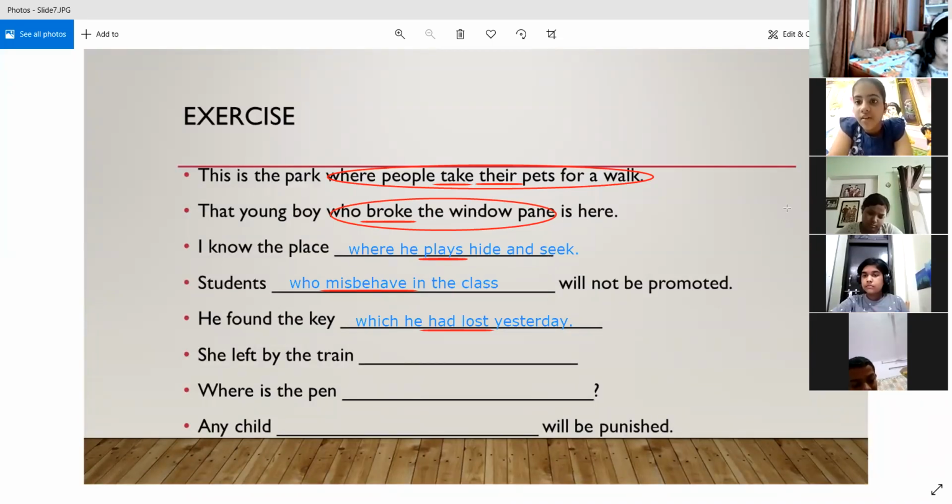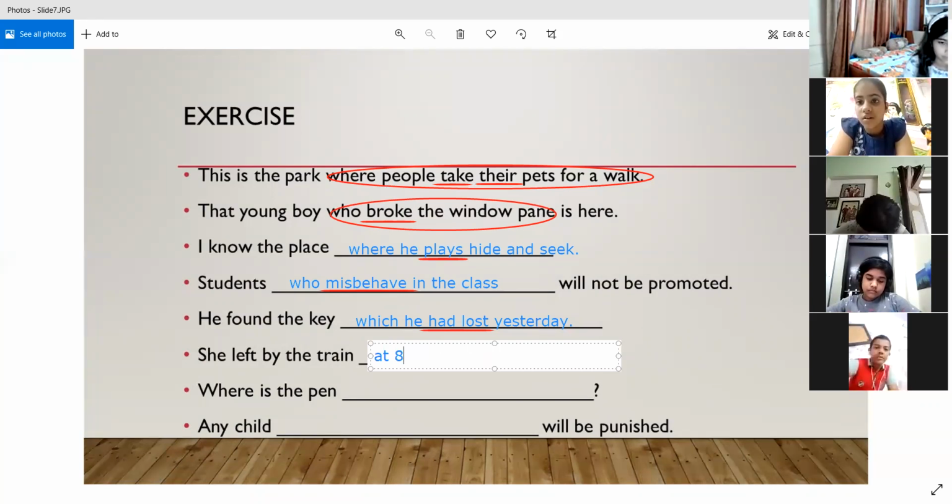She left by the train at 8 o'clock before we arrived. See, it won't describe the train, Shubhanjali. Let me write it so that I can make others also understand. You said she left by the train at 8 o'clock, right? Yes, sir. Then what did you say after that? Before we arrived.